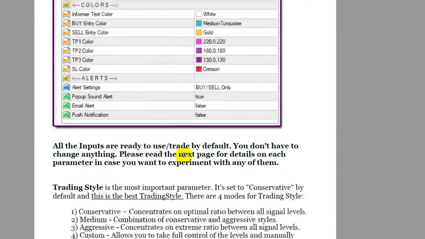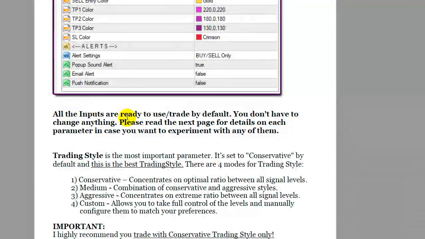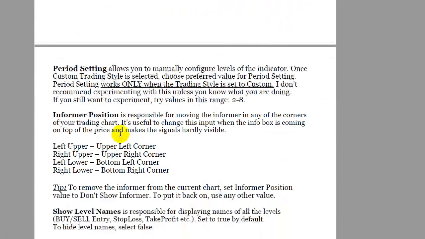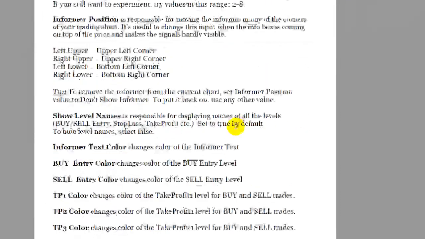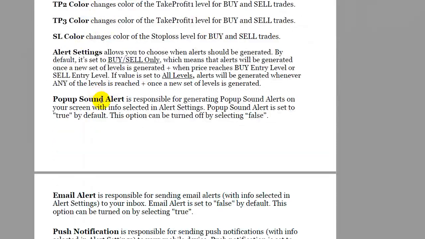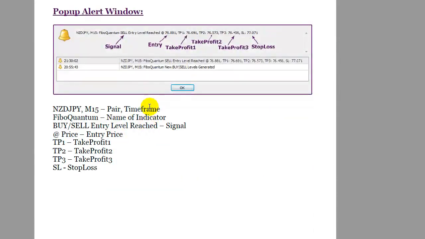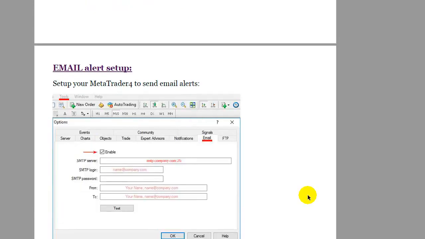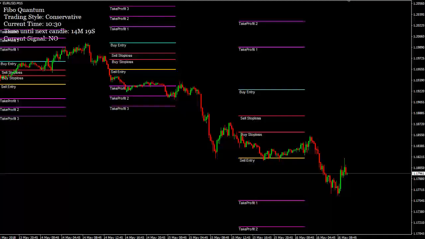Input parameters, I'm just using default. And as it says right here, all the inputs you can use, just use the default. Okay, don't change anything. Highly recommend you trade. Yeah, me too. Period settings, pick what you want. All right, you know what? This is just all same stuff. You get alerts sent to your phone, your email, whatever you need. Okay, so let's just get to the chart and see what we're looking at here.